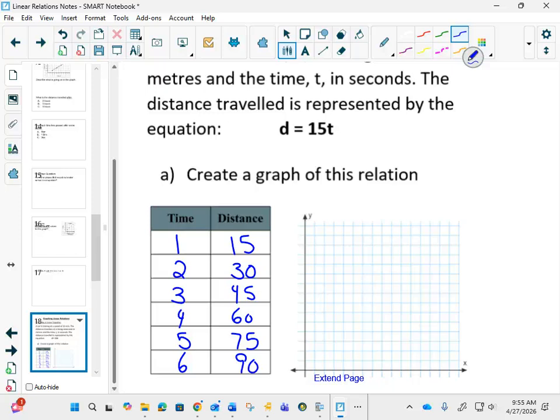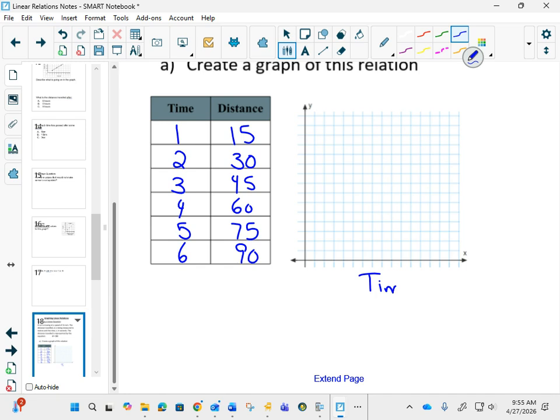We always put our independent in the first column, and that always matches up on the x-axis. And the dependent distance will be here. So the time is in seconds. You can choose the spacing. Often people do this, 1, 2, 3, 4, 5, 6. One space, one thing. But if you wanted to spread it out and make them every 2, you could do that as well.